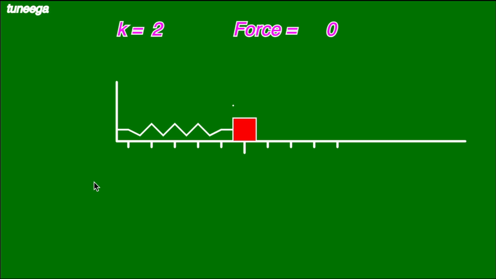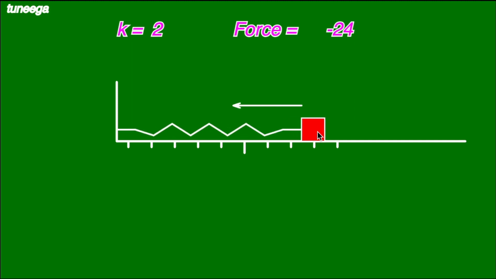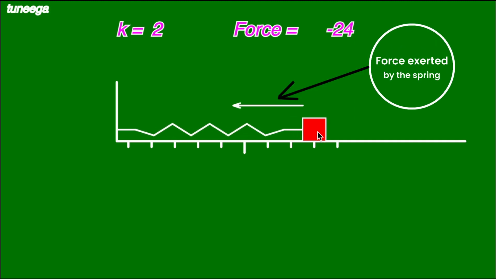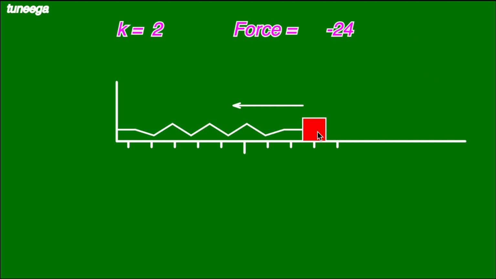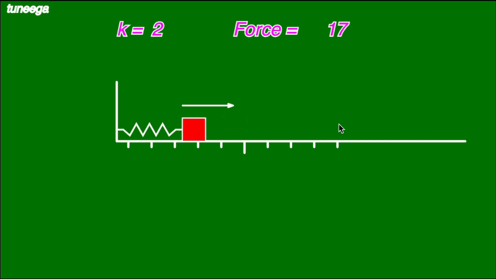Now let's see what happens if I move the block to the right. When I move the block to the right, the spring gets extended, so it pulls back. So the spring exerts a force trying to pull the block back towards equilibrium. That's called a restoring force. Now the restoring force doesn't really restore equilibrium because if I release it, it keeps oscillating.